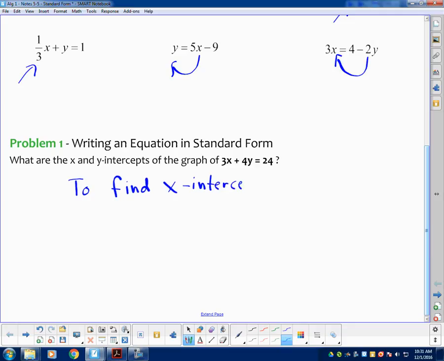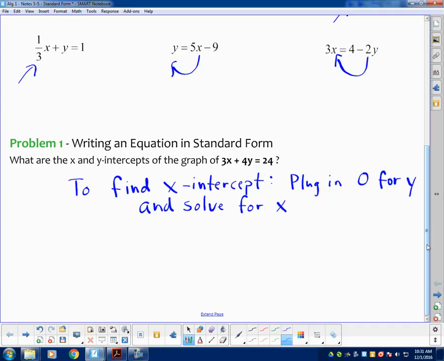Here's the process. We plug in 0 for y and solve for x, and that will give me the x-intercept. We'll list the x-intercept as a coordinate, so we'll know how to graph it when we get to that point.